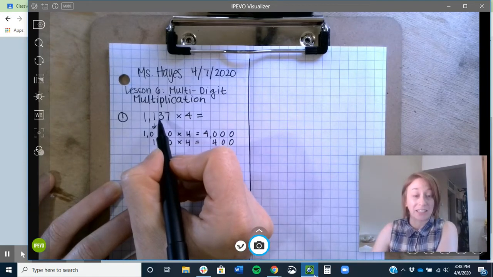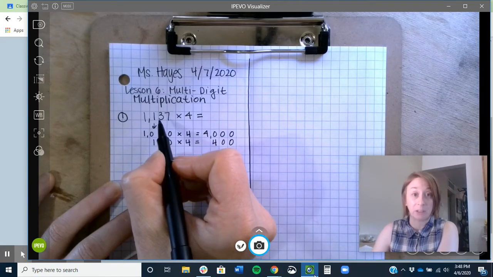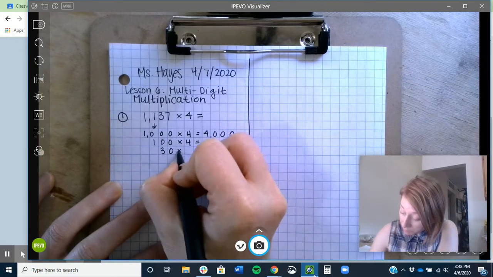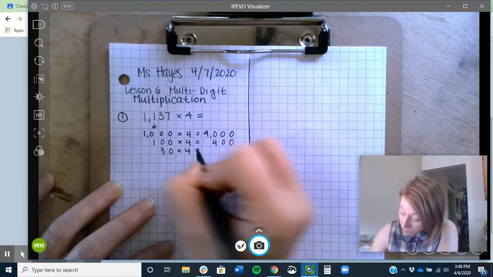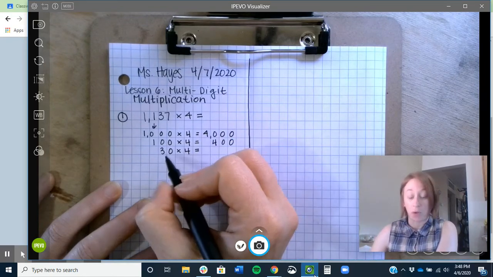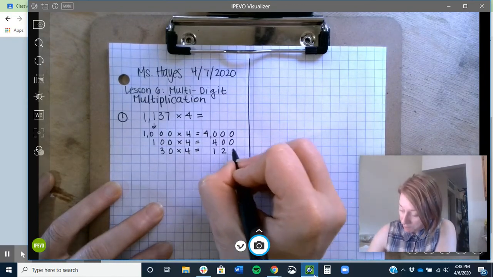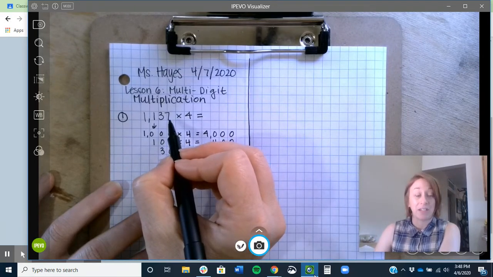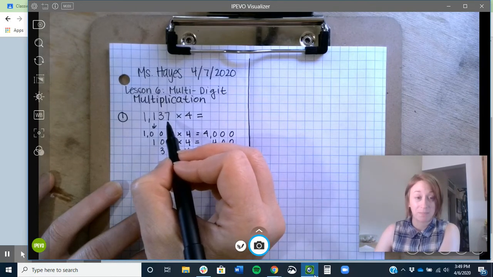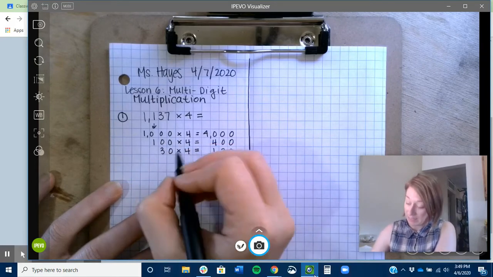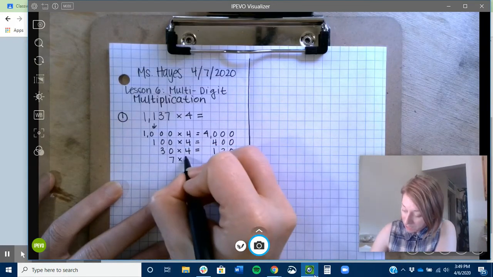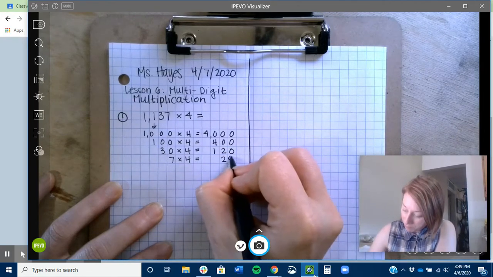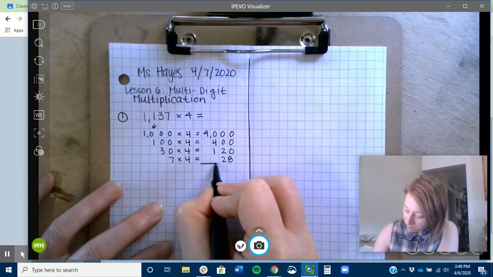Our next digit is a 3. That 3 is in the tens place. 3 tens is the same as 30. 30 times 4 equals 120. The last digit is a 7. 7 is in the ones place. So our last number sentence is 7 times 4 equals 28.